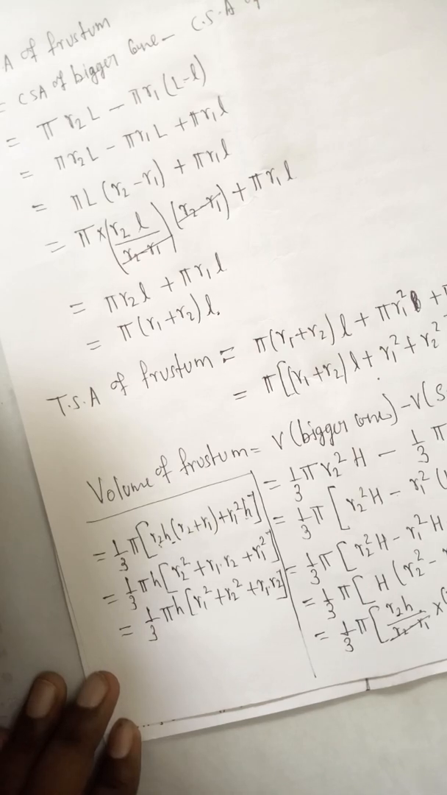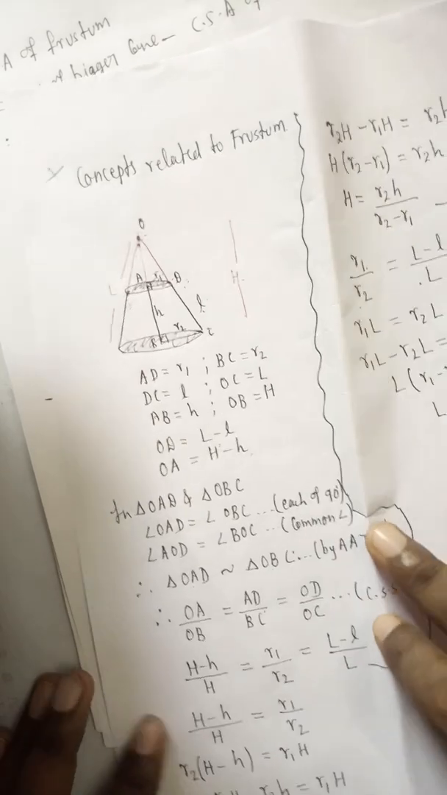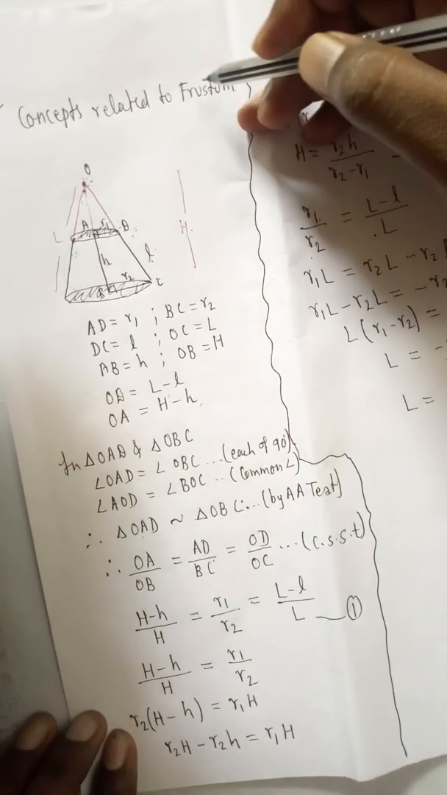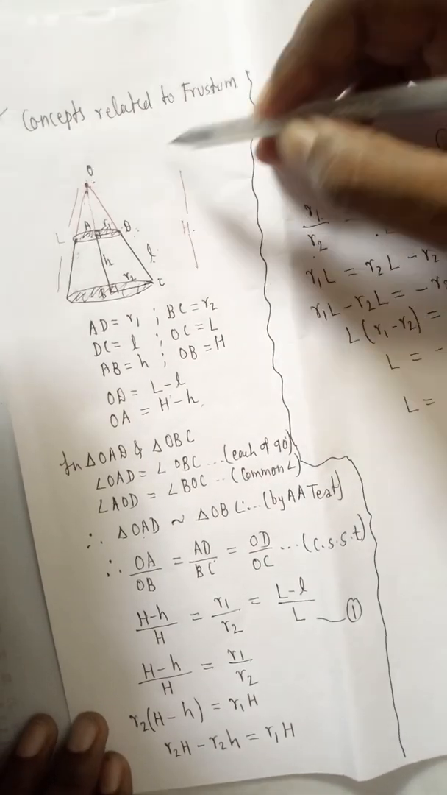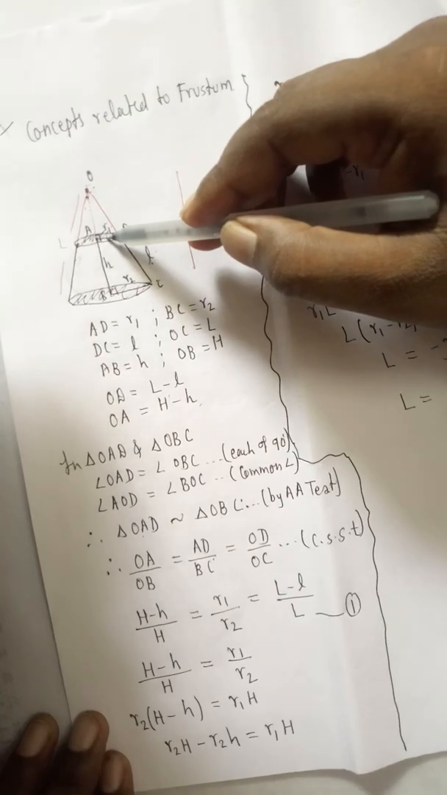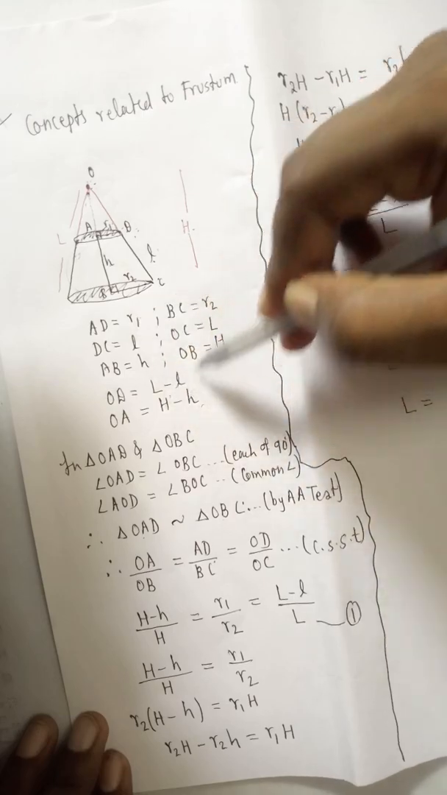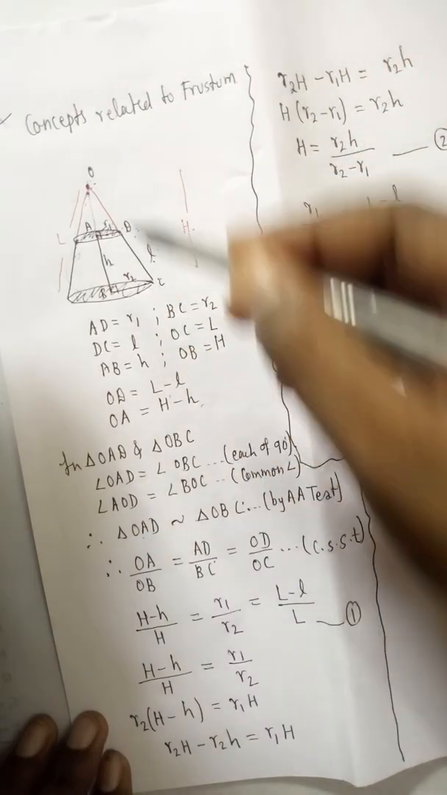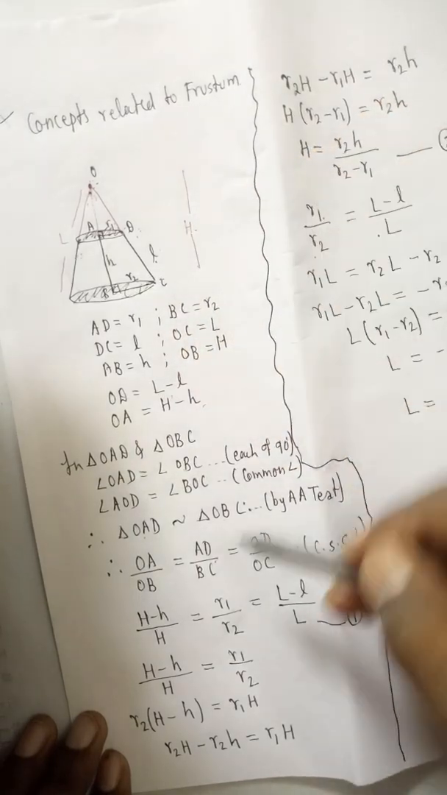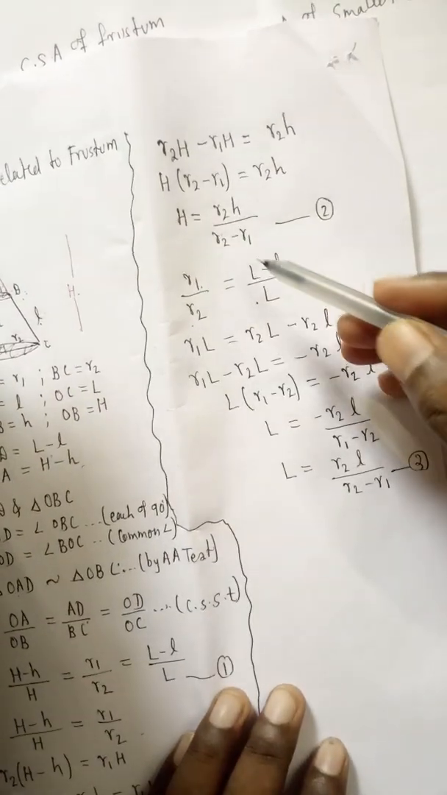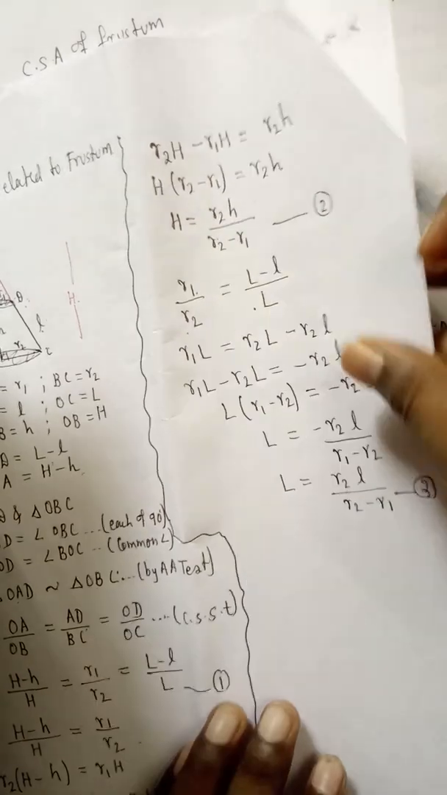So let's quickly revise what we have done today. We have understood the three basic formulas related to frustum, where frustum is derived from a cone, right? So this part is frustum, and we have extended its sides to get the bigger cone. We have written different values of its sides. We have proved triangles OED and OBC similar, and we got their sides in proportion. From that we substituted the values. We have calculated the value of capital H and capital L, and then we started with C.S.A of frustum.